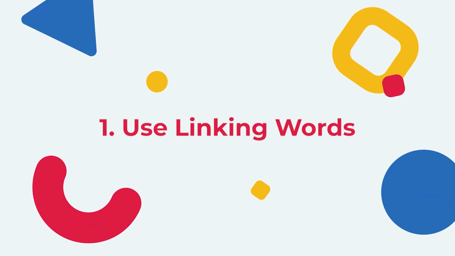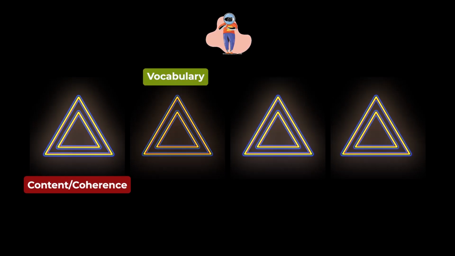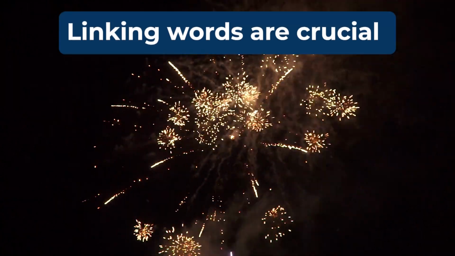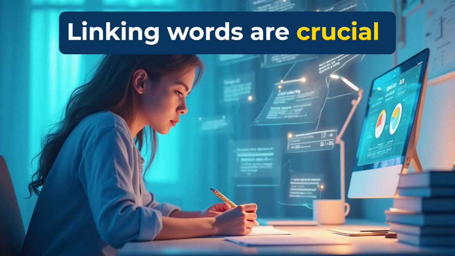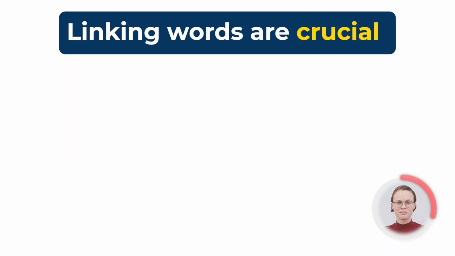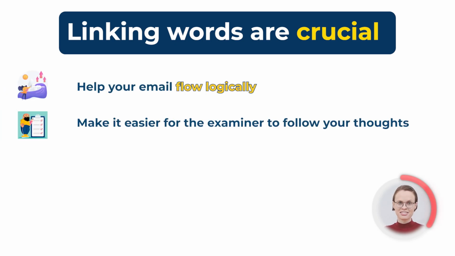Tip number 1 is to use linking words to connect your ideas smoothly. The CELPIP examiners use 4 criteria to score your response: content and coherence, vocabulary, readability, and task fulfillment. Linking words are crucial for scoring high in the readability dimension, which accounts for 25% of your total score. Effective linking words help your email flow logically and make it easier for the examiner to follow your thoughts.